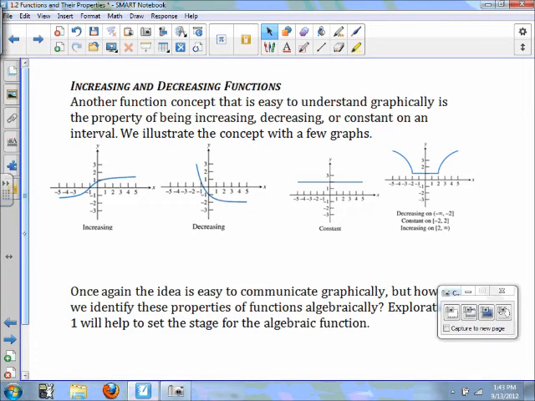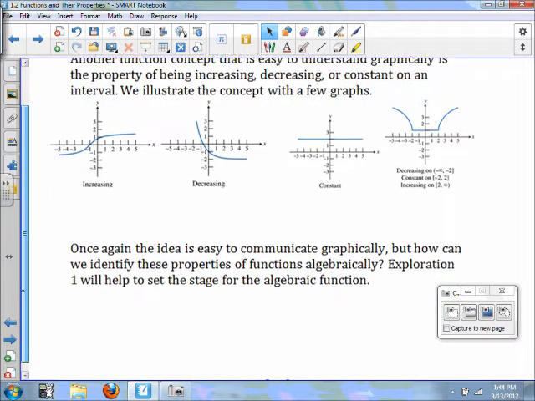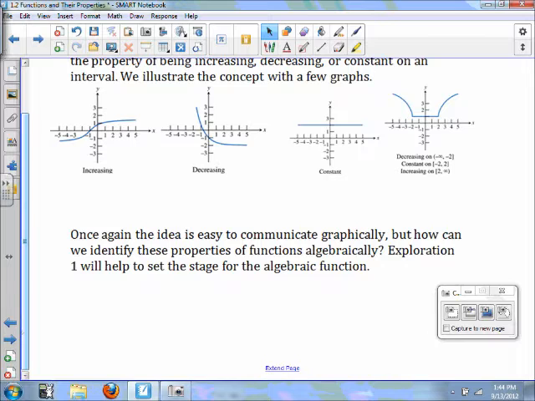Now look at the fourth graph. It's kind of a combination of all these. It is going down, so it's decreasing from negative infinity to -2, including -2. It's constant from -2 to 2, and it'll be increasing from 2 to infinity. You got to remember, we're only looking at the x's. We're not looking at the y's here. Now, once again, the idea is easy to communicate graphically, but how can we identify these properties of functions algebraically? Let's look at exploration 1.